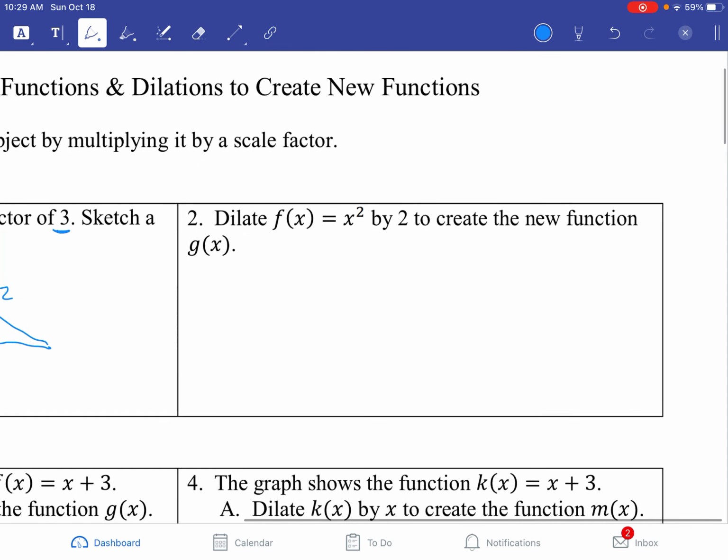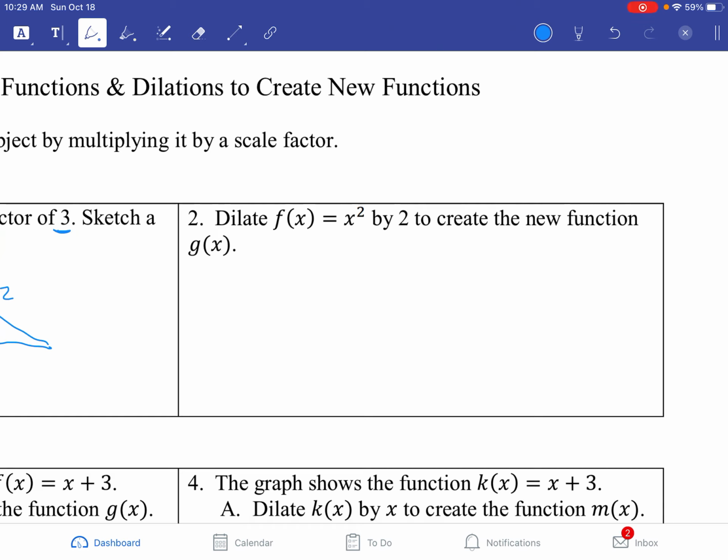We're going to dilate this function f of x equals x squared by 2 to create the new function g of x. An important piece of these is you have to make sure you know what you're multiplying or what you're creating. We are creating g of x. When you write your answers, it has to be g of x. It can't be something else. You've already been told what it is. You just have to use it.